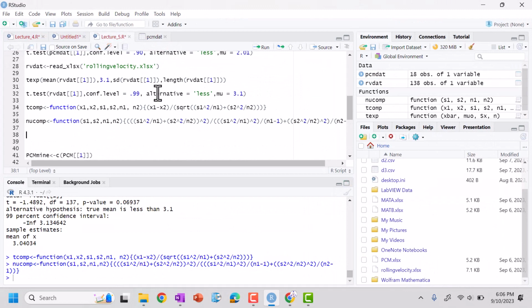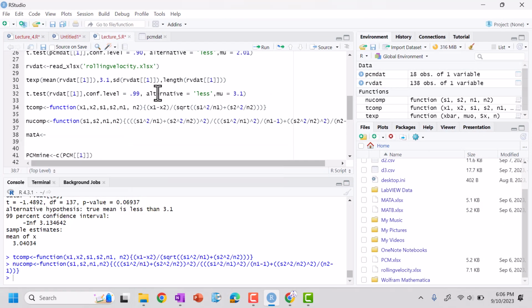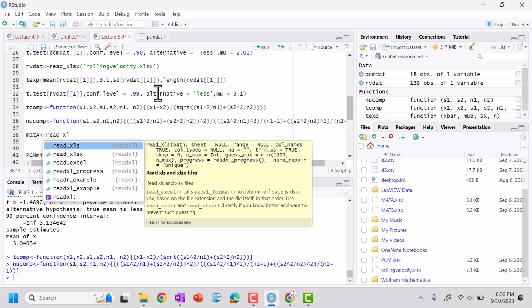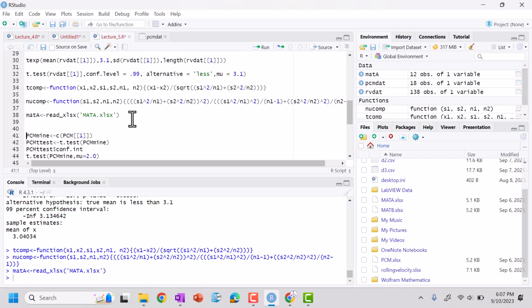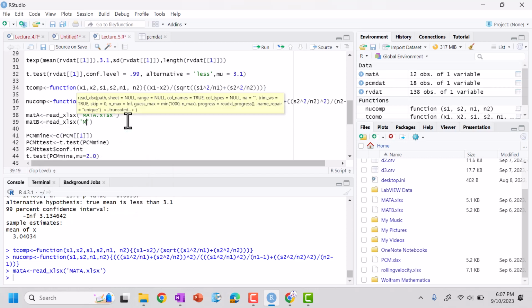So I'm going to read in material A. So mat A, I'm going to read, so read underscore xlsx, mat A dot xlsx. Control enter. I'm going to do also mat B, read underscore xlsx, mat B dot xlsx. All right.